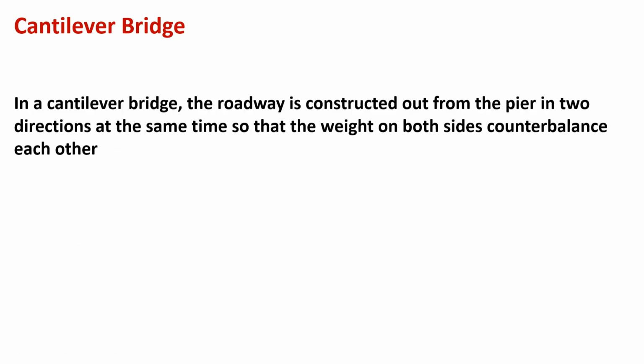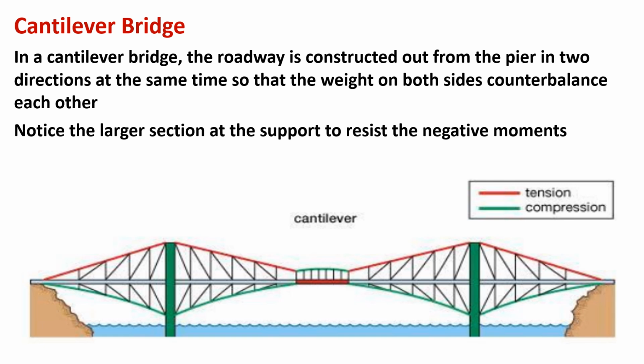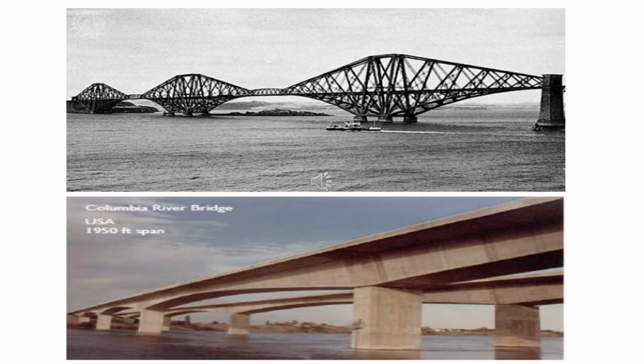Let us have now the cantilever bridge. In a cantilever bridge, the roadway is constructed out from the pier in two directions at the same time so that the weight on both sides counterbalance each other. And also, notice the larger section of the support to resist the negative moments. As shown in the figure is also an example of a cantilever bridge.